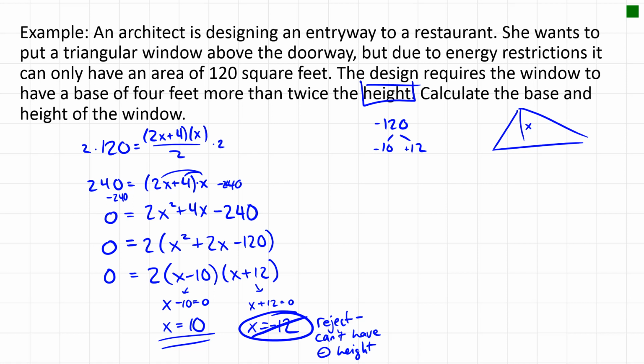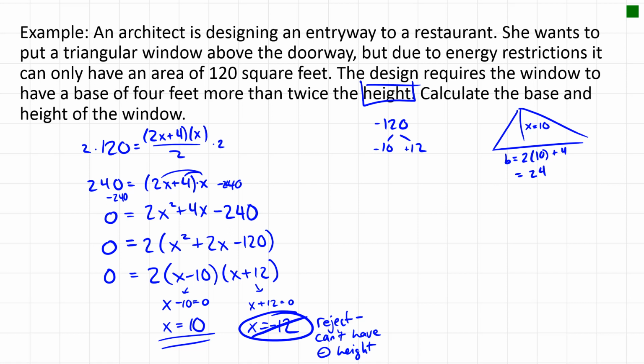So if x was equal to 10, so that would mean that the height is equal to 10, then the base would be twice that height plus 4, which would be 24. And as a quick check, if I have a triangle with a base of 24 times a height of 10 divided by 2, that should give me an area of 120, and it does. So I'm happy with that solution of x equals 10.